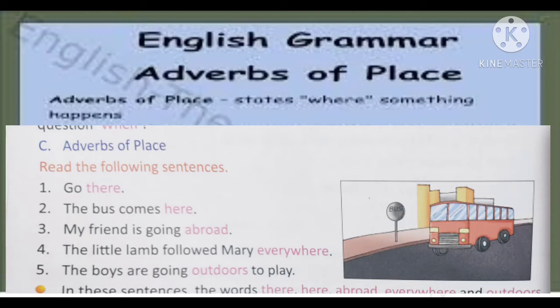My friend is going abroad. Where is your friend going? My friend is going abroad. The little lamb followed Mary everywhere. The boys are going outdoors to play. So, in these examples you have seen, they tell us where the action happened. They are called adverbs of place. They answer the question where. Adverbs of place state where something happened.